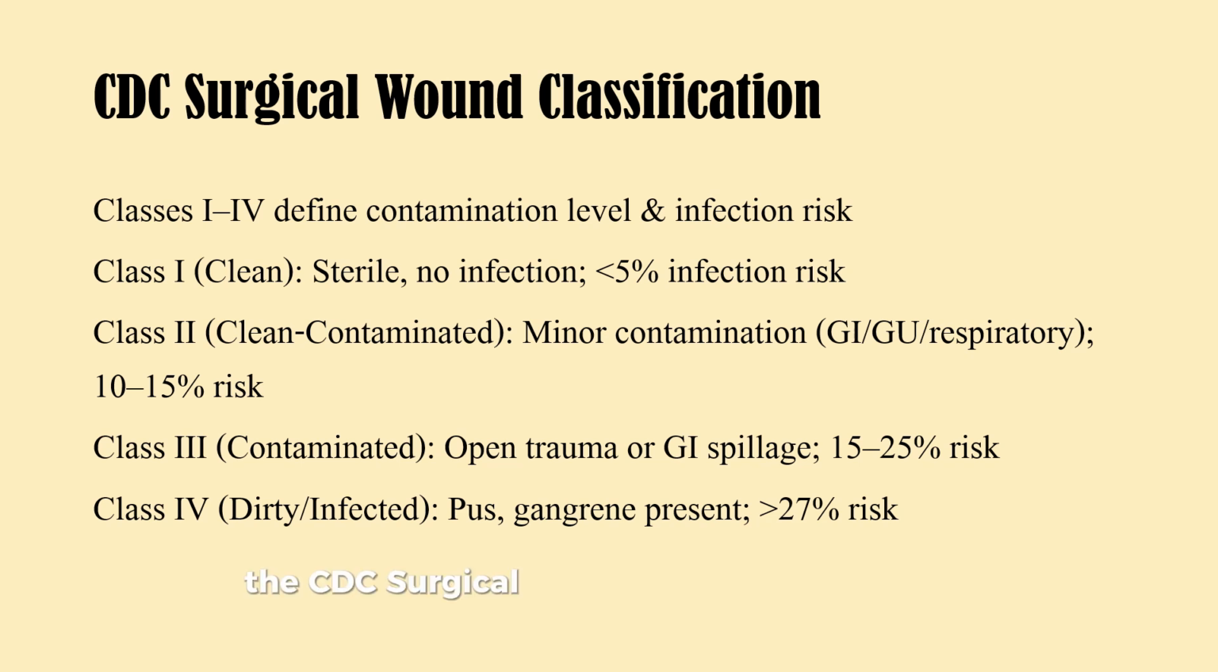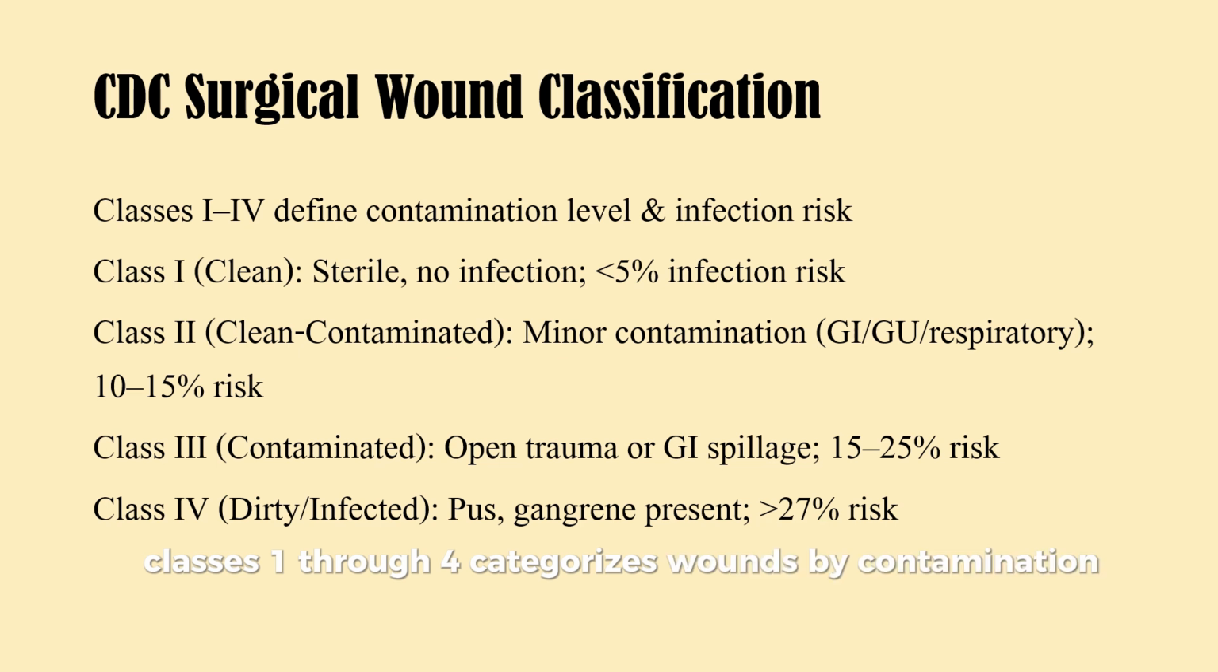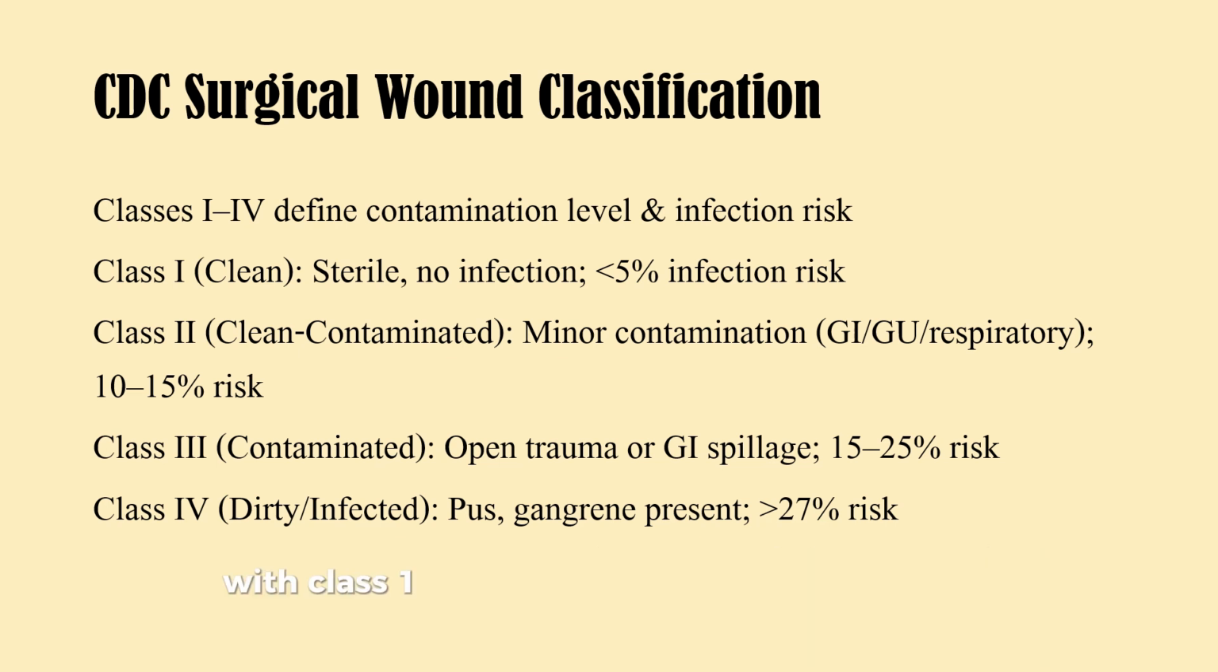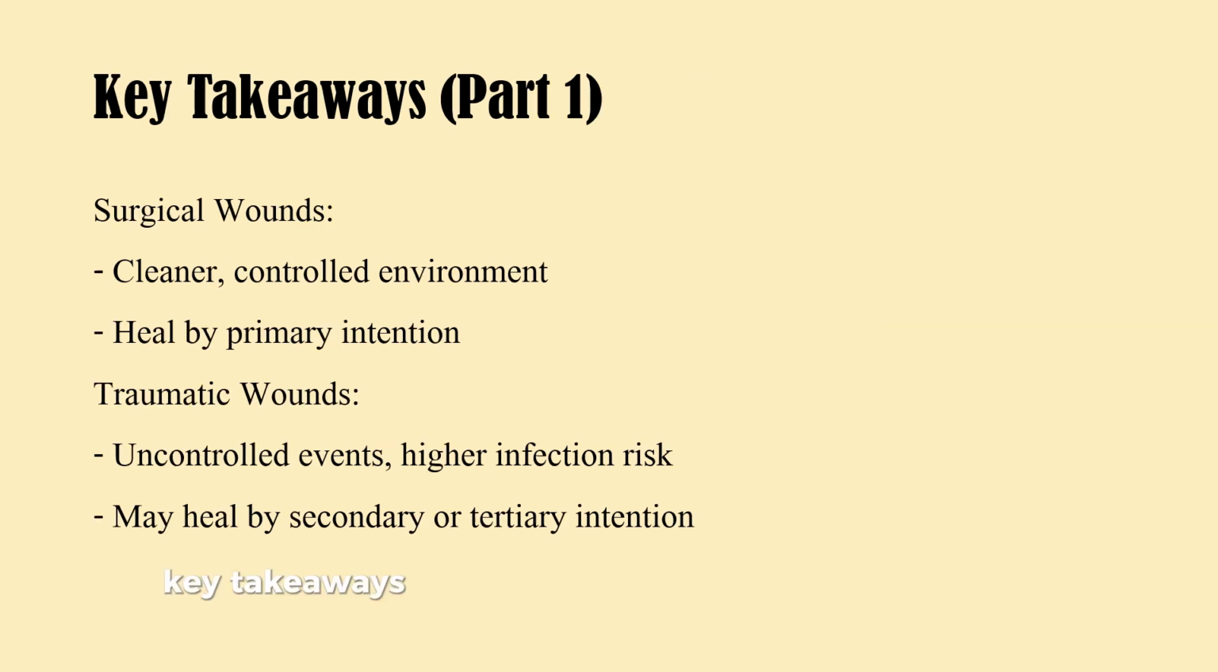The CDC Surgical Wound Classification System, classes 1 through 4, categorizes wounds by contamination level, with Class 1, clean, having under 5% infection risk, and Class 4, dirty infected, exceeding a 27% risk. Key takeaways for surgical wounds include their cleaner, controlled nature and healing by primary intention. In contrast, traumatic wounds are unplanned, carry higher infection risk, and may require secondary or tertiary healing approaches.